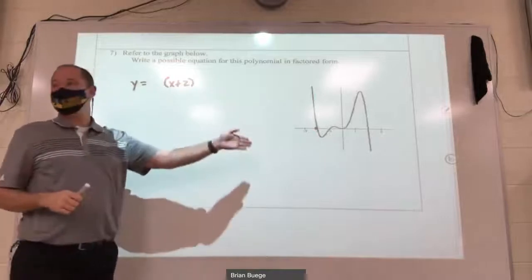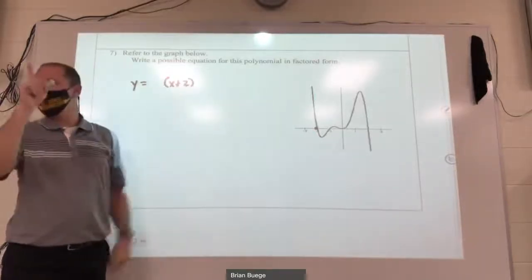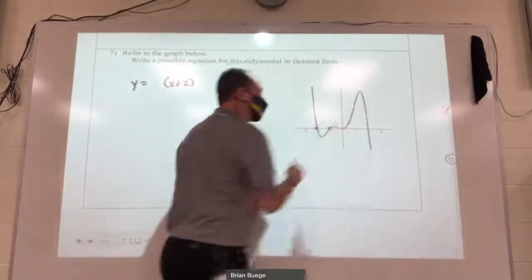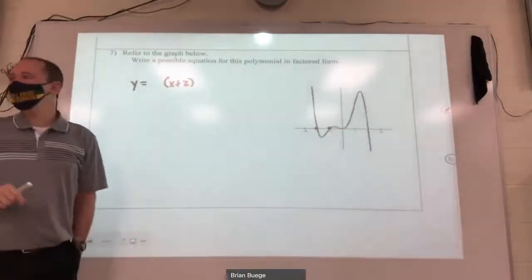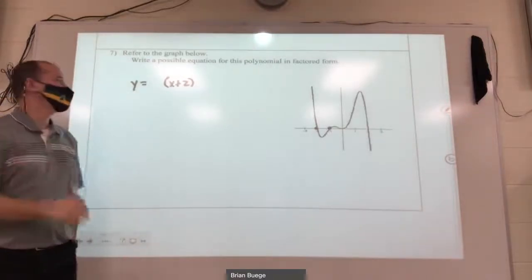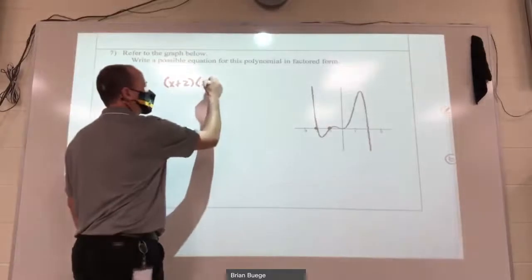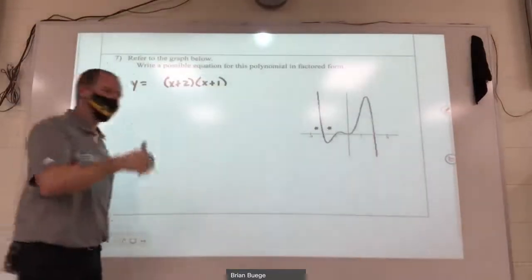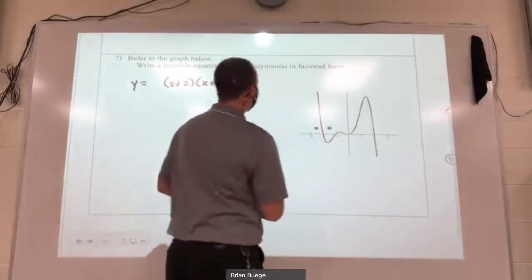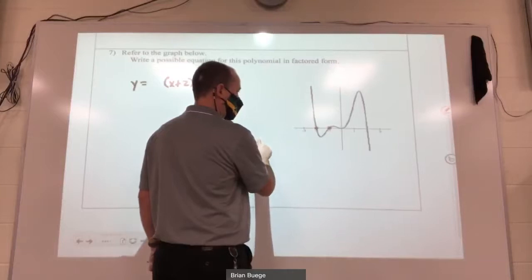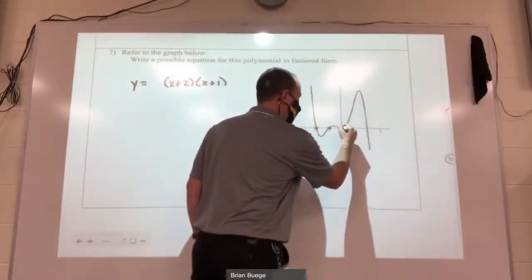It goes through the x-axis, therefore it's only a multiplicity of 1, so it's just one of those factors. We come back, -1. That is 0 number 2, or x-intercept number 2. Therefore, if it's -1, that means we've got an x plus 1 for a factor. We keep going.